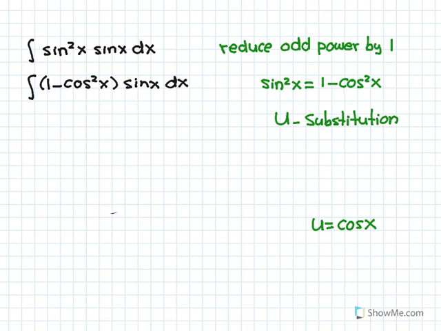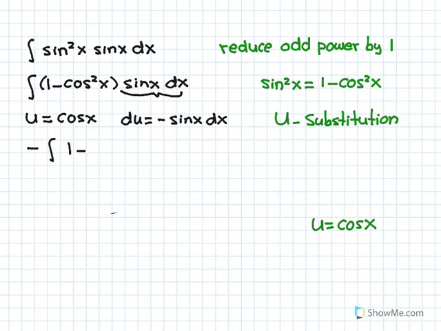Now let's do a u-substitution. Let u be equal to cos x. Its derivative is going to take care of sine x dx. So du is equal to minus sine x dx. We can put the minus out in the front. We have 1 minus u squared, and sine x dx with the minus, that's just du.